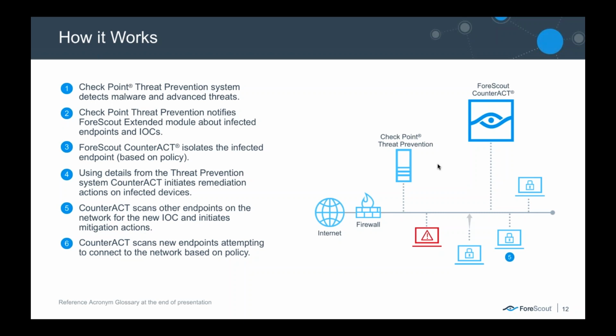At the same time, we will start to scan the rest of the network for that indicator of compromise, because it's possible that when that device was infected, it immediately started to try and laterally move across the network. So Counteract will scan for other endpoints and identify whether they have been compromised or not. And then, of course, as new devices join the network, we'll immediately look for those indicators of compromise as well.